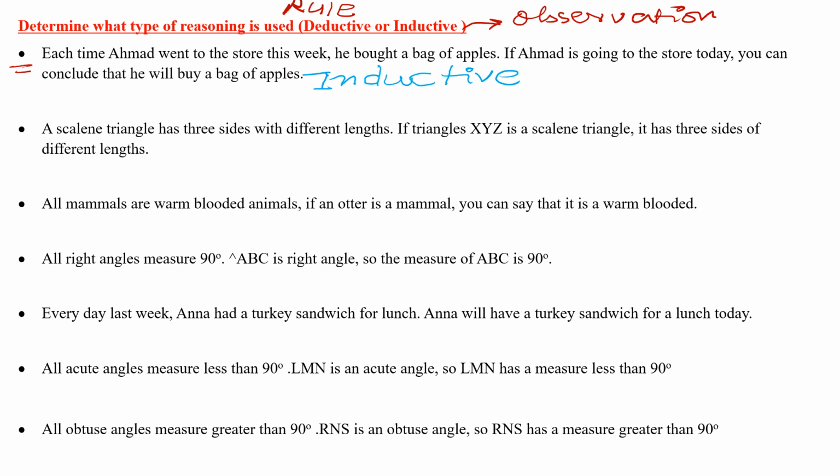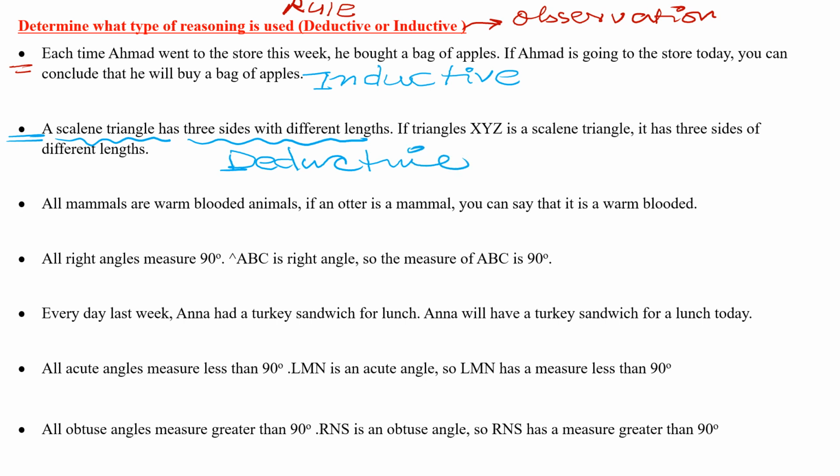Next: a scalene triangle has three sides with different lengths. If triangle XYZ is a scalene triangle, it has three sides with different lengths. Of course you can see that there is a rule for a scalene triangle that all sides of such triangles are different. So whichever triangle is scalene, you can conclude that yes, it will have three sides of different lengths. So it is definitely a rule. So you can say that it is deductive reasoning.